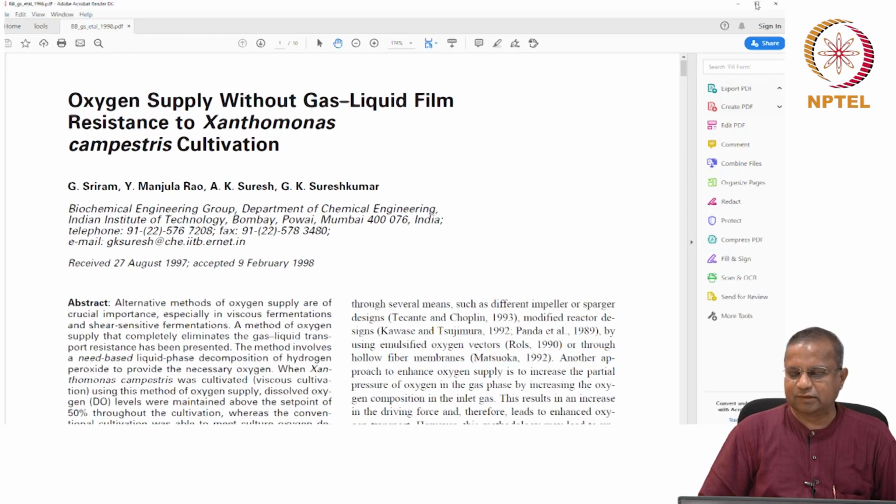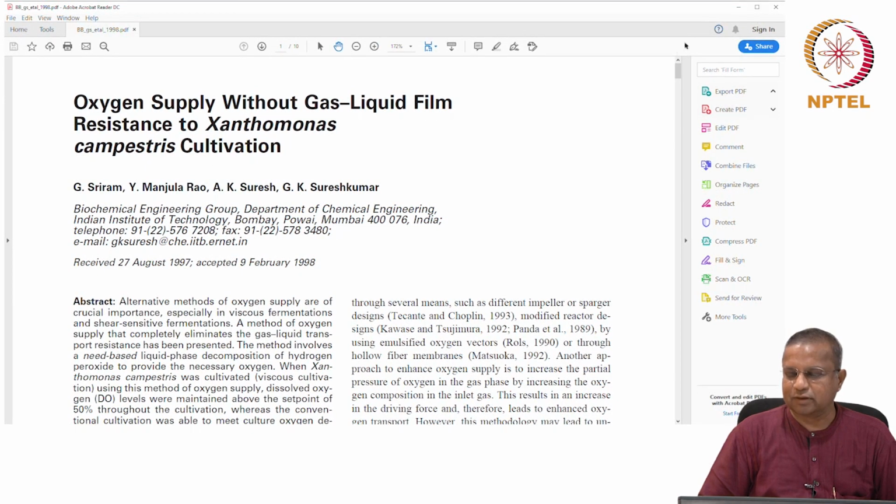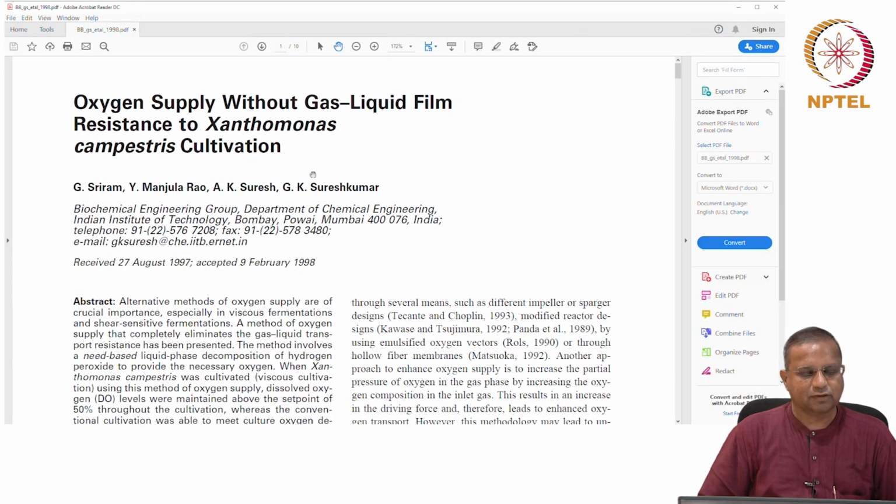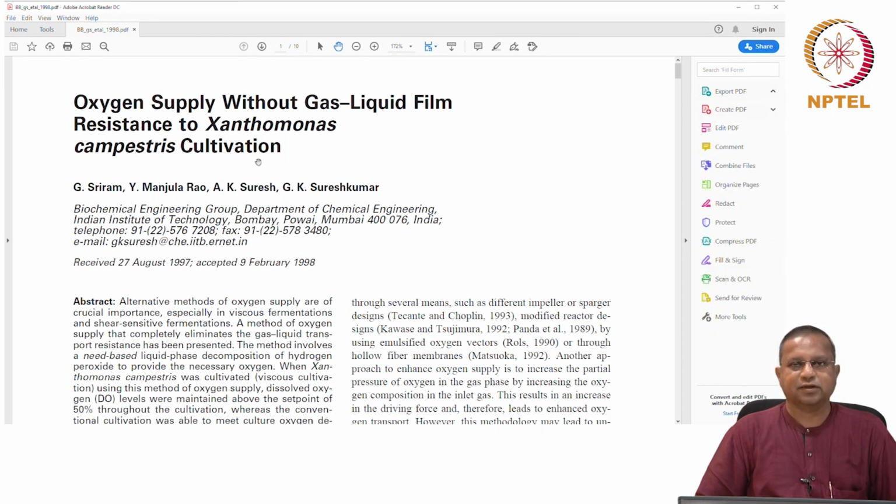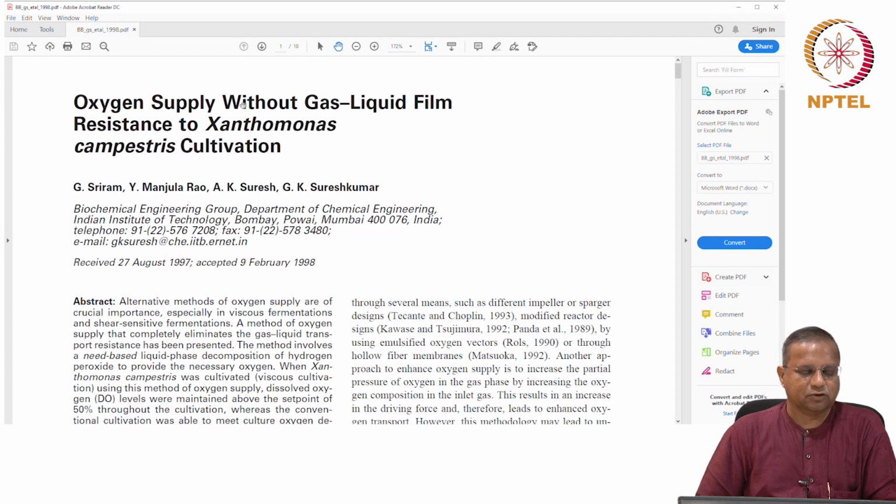I think this is big enough for us to look at, isn't it? Okay. So this paper published in Biotech BioEng, "Oxygen supplied without gas liquid film resistance to Xanthomonas campestris cultivation," by G. Sriram, Manjula Rao, A.K. Suresh, and myself. I used to spell my name a little differently then, so 1998. It changed around 2001, 2002. So after that it is Suresh Kumar.